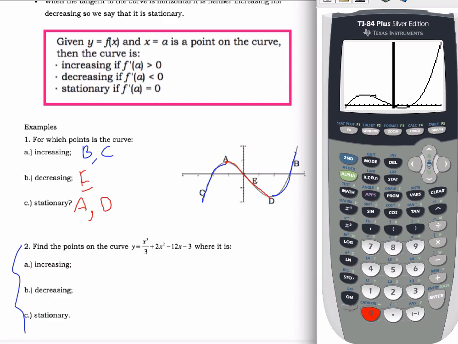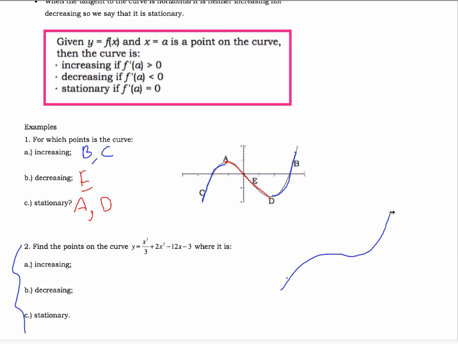Now to get those points exactly, we could find the derivative and find out where the derivative equals 0. But we can also use the feature on your calculator to find the local minimum and local maximum. So if I want to get this one right here, actually let me sketch the graph first. Okay, it kind of looks like that. Let me just redo that a little bit better.